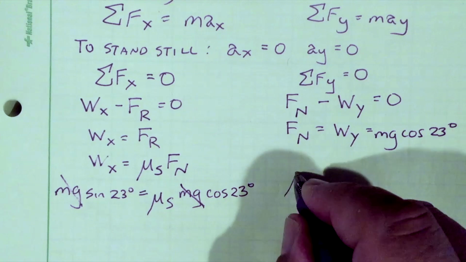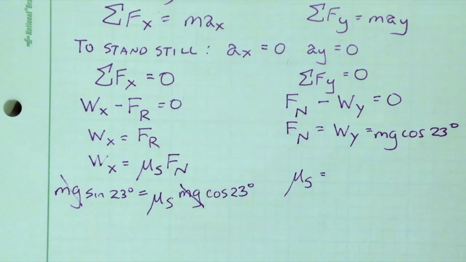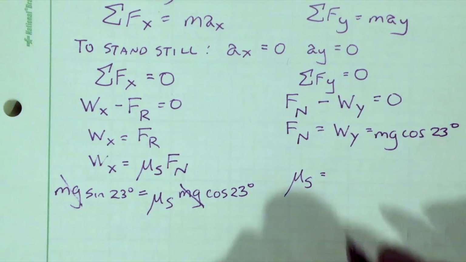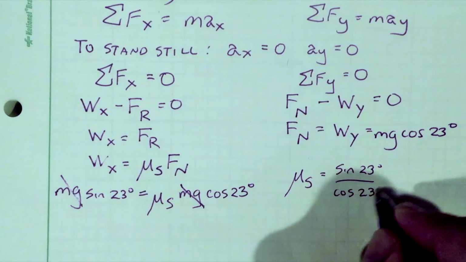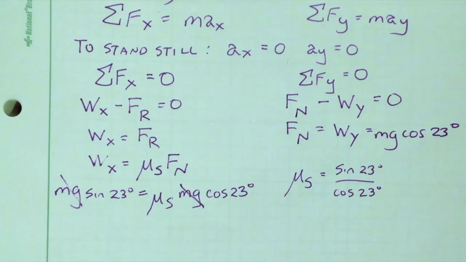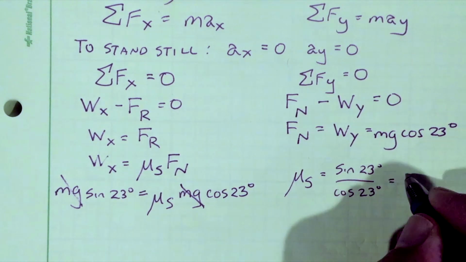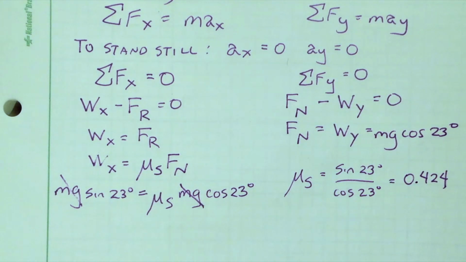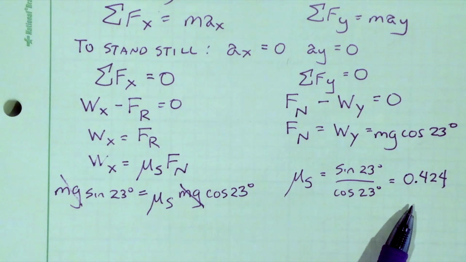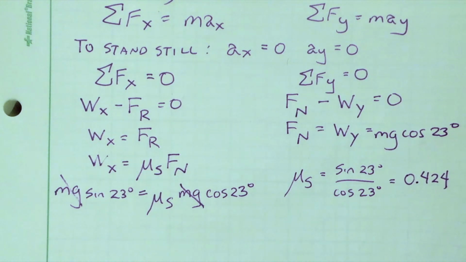And we are left with the coefficient of static friction equals the sine of 23 degrees divided by the cosine of 23 degrees. And we calculate that out to discover that means a coefficient of static friction of 0.424. Notice, no units on the coefficient of static friction. If the coefficient of static friction is less than this, she's going to go down the hill. But if it's this much or more, she will remain stationary.